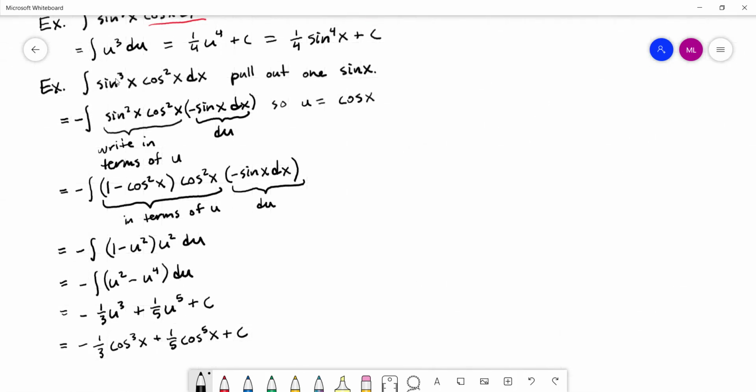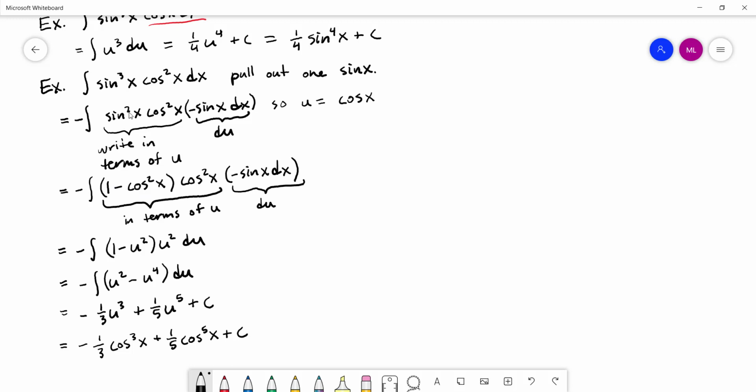I picked one of these to pull out, make it to the first power, so that I had a du term. And in this case, I picked that sine of x to pull out. And that was really convenient because it left me with an even power of sine. In fact, it left me with sine squared. And I have a very easy way to convert from sine to cosine if I have an even power like this, because I can just use that Pythagorean identity that we used right here. So that's going to be kind of our goal.